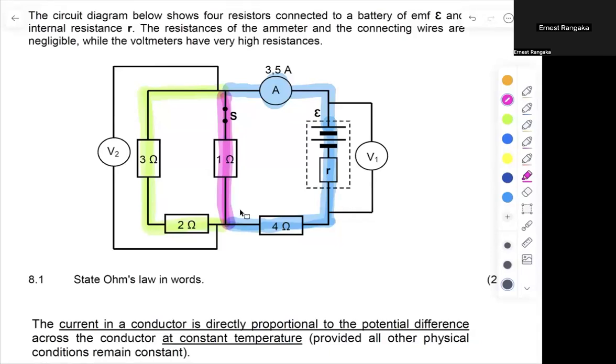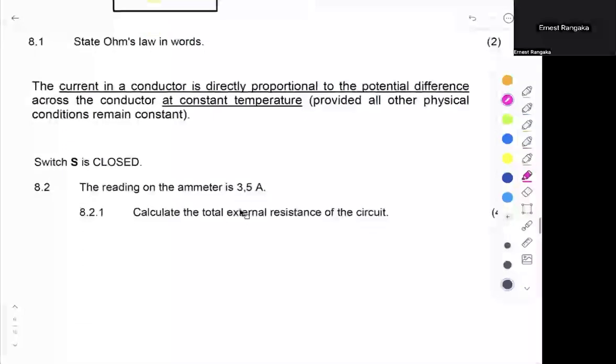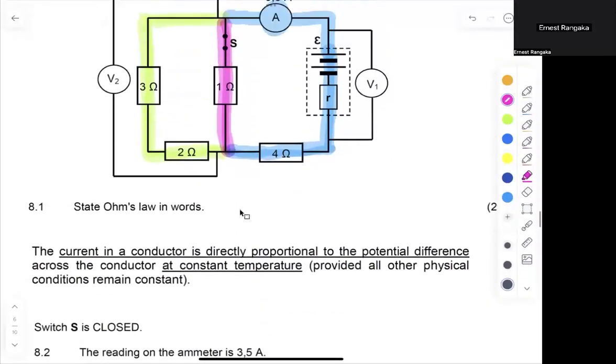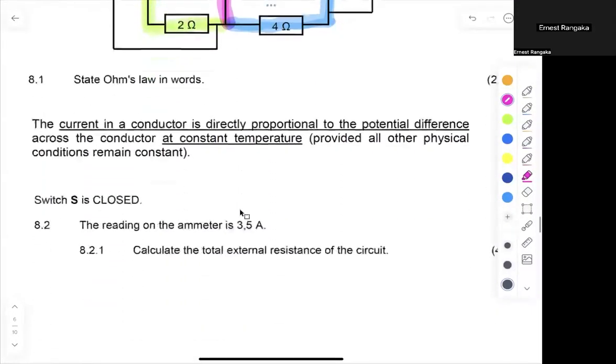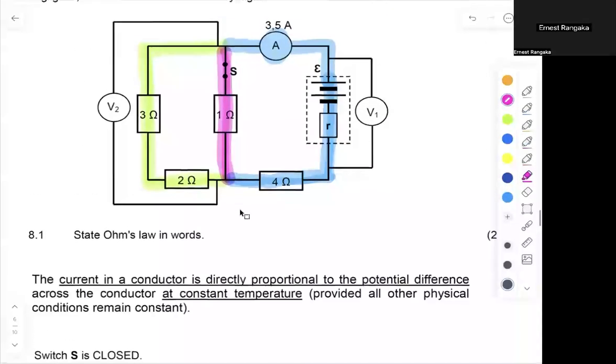Awesome. Okay, so now they said S is now closed. That switch is closed. Awesome. The reading on the ammeter is 3.5 amps. It's noted there, the blue current. Calculate the total external resistance of the circuit.